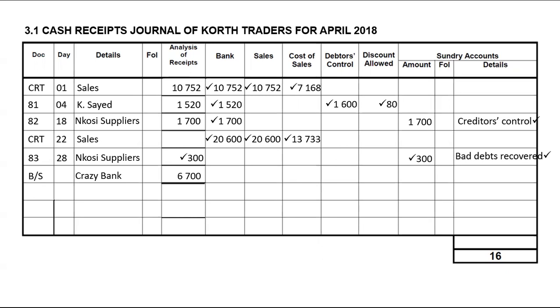Now, question is, why is it that for Nkosi suppliers that did not transfer any amount? It is because these two transactions happened on the same day. Now, since they happen on the same day and both of them will be recorded under analysis of receipts, all I'm going to do is just add the two amounts. And when I add the two amounts, I will record the total under bank as 7,000 rand. Okay, now please note that under sundry will have 6,700, and that will be a loan from Crazy Bank.